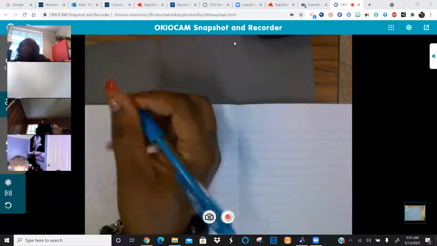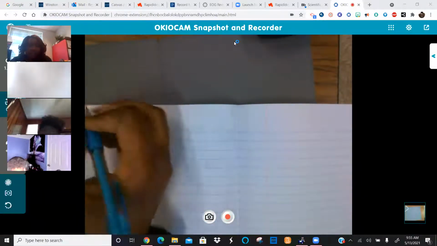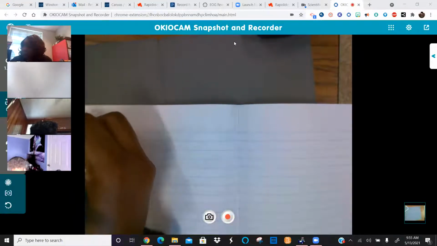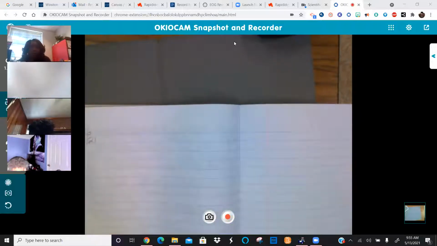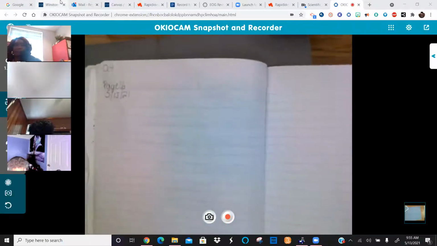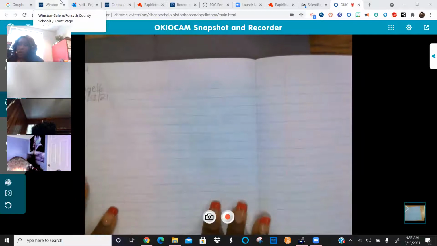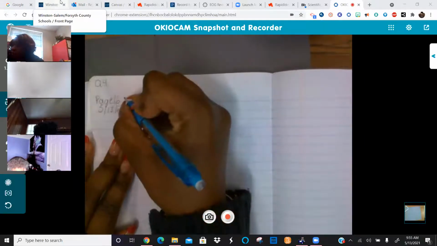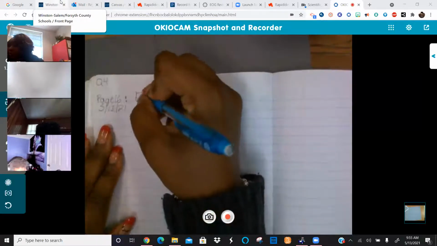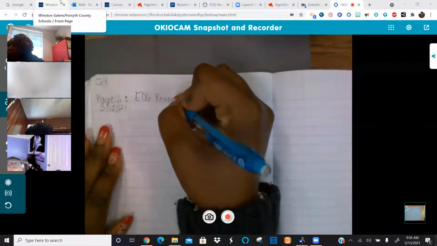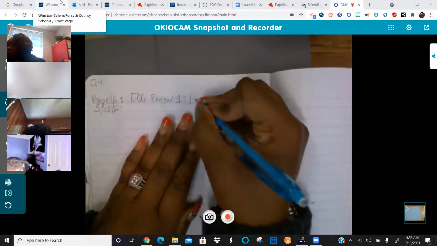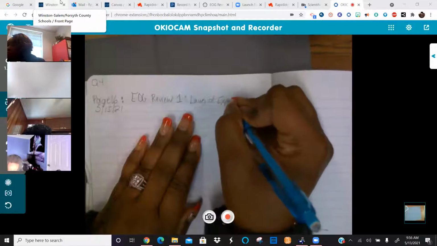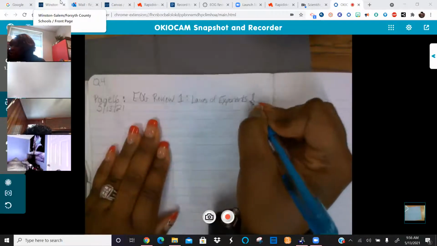Let's write this down. We should be in our interactive notebook. We're doing page 16. Q4 because it's quarter 4, and today's date is 5/13. Okay, slide this over a little bit, y'all. The title of this page is we're going to review laws of exponents. So we got EOG Review 1, and we're doing laws of exponents and scientific notation.